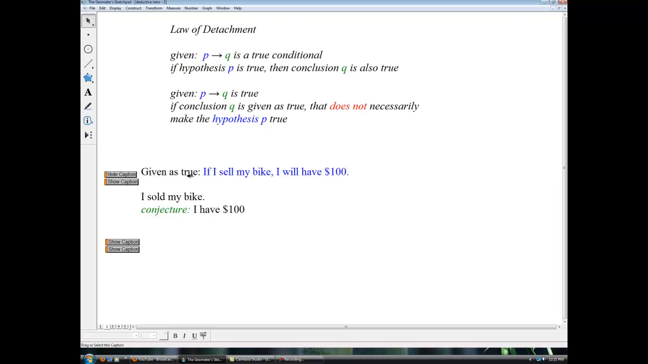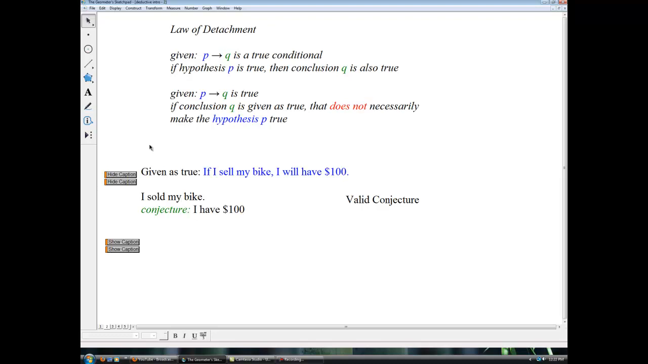So here is our given conditional. If I sell my bike, I'll have $100. What we're implying in this statement is that we're getting the $100 from the sale of the bike. So if we then go to the statement, I sold my bike, similar to saying that the hypothesis is true, right? The hypothesis was if I sell my bike. Our conjecture is then therefore that we would have $100, because we were already told if I sell my bike, I will have $100. So this would be a valid conjecture based upon the law of detachment.